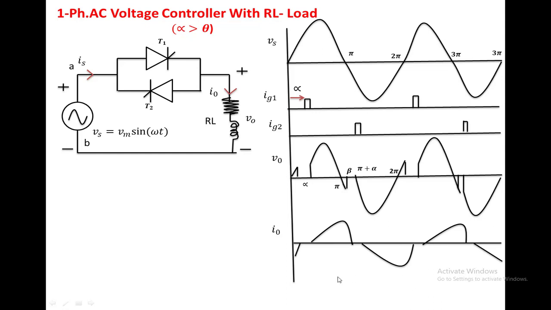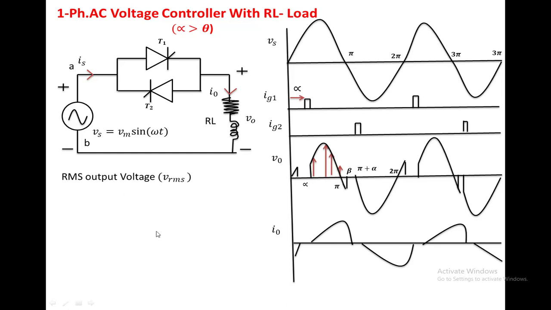Now we are going to find out the RMS output voltage. From alpha to beta, whatever the waveform is there, the same waveform is repeating. Now the base length becomes pi. To find the RMS output voltage, I have to calculate the average value of the square of this curve.